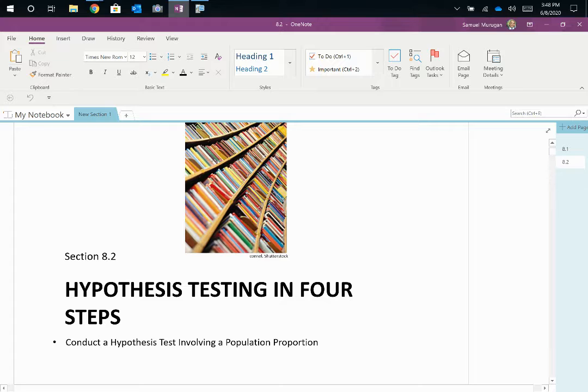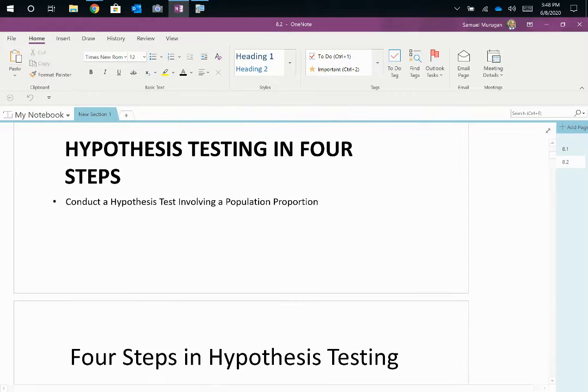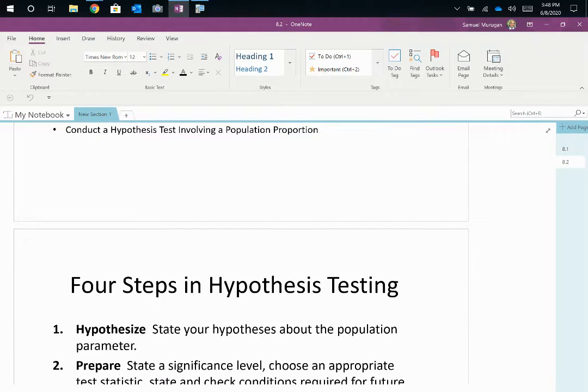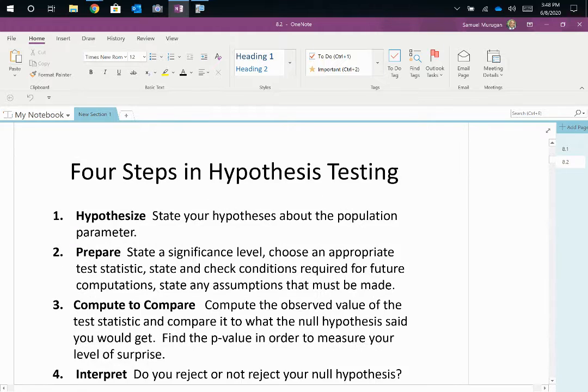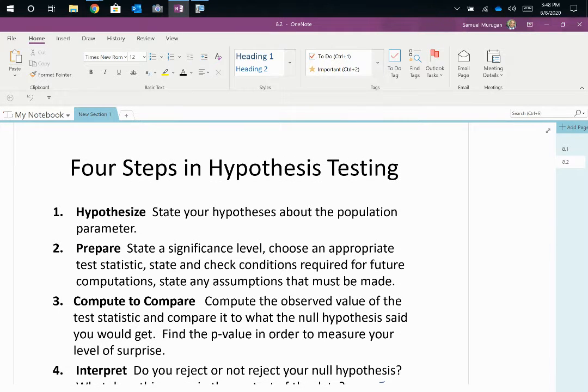So we're in chapter 8.2, which is conducting a hypothesis test involving a population proportion. And this is where we're going to use the calculator a bit to demonstrate how to do this. There are 4 steps in hypothesis testing. The first being to hypothesize, or to state your hypothesis about the population parameter. Remember that when you're stating a hypothesis, it's for the population parameter, never for the sample statistic.